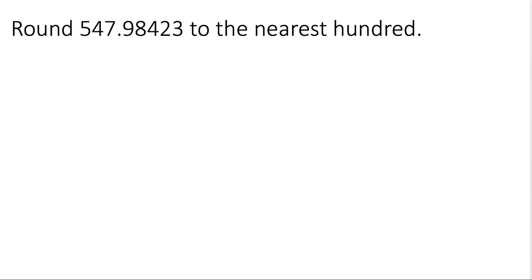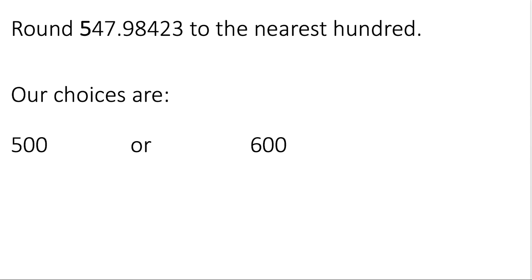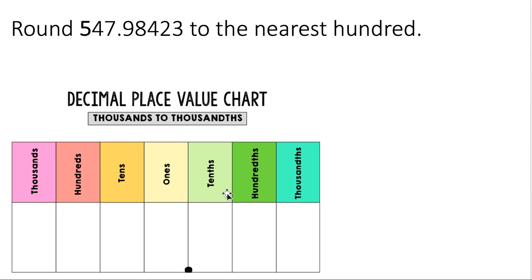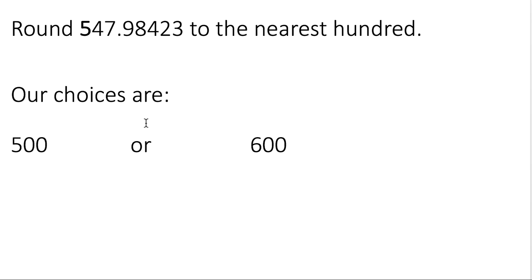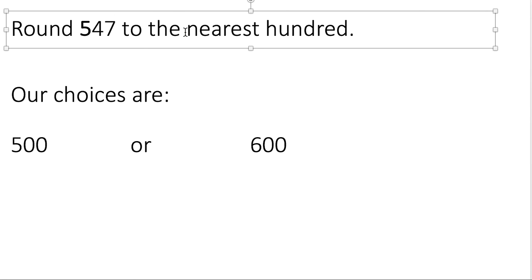Final example, round 547.98423 to the nearest hundred. So our hundreds place is the 5. That means our choices are 500 or 600. We're going to fill in zeros in these two spots. And when you're rounding to the ones place or the tens, hundreds, if you're rounding to a place over here that's not a decimal, you're never going to have a decimal when you round. All this stuff, junk. We don't need it.